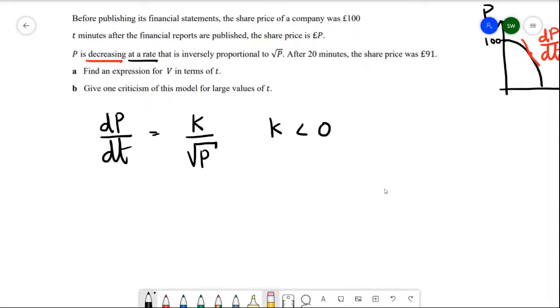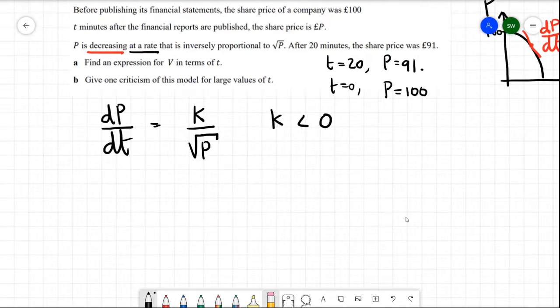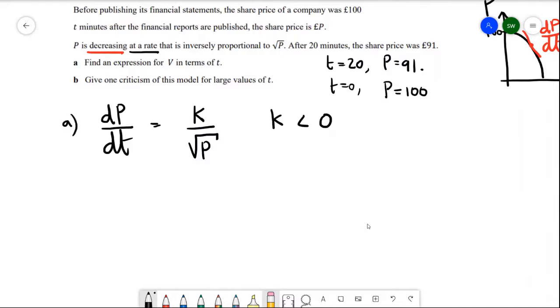Before we solve this differential equation, let's look at this other piece of information. We're told that after 20 minutes, the share price is 91. So we know that when t equals 20, P equals 91, and we'll only use that later on in the question. I guess we also know that when t equals 0, P equals 100, because we're told that the share price was initially worth £100.